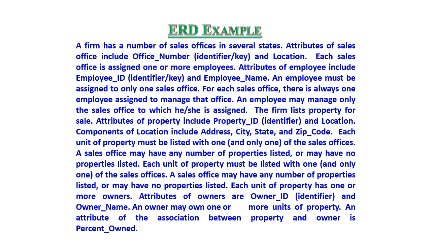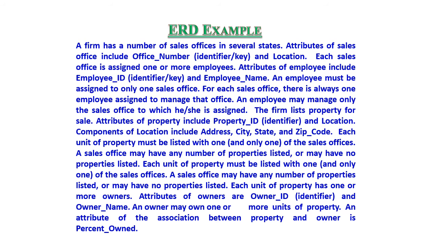The firm lists property for sale. The attributes of the property include the property ID, which is an identifier, and location. The components of the location include the address, city, state, and zip code. Each unit of the property must be listed with one and only one of the sales offices. A sales office may have any number of properties listed or may have no properties listed.